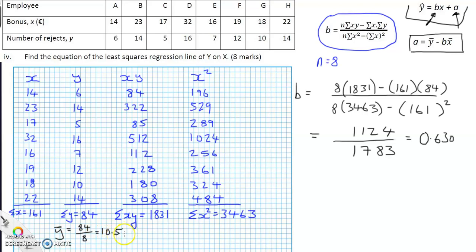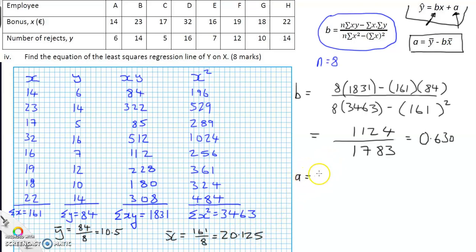y bar is 10.5. I'll do the same process for x bar. I'll just do it over here because I've run out of space. x bar is the average x value, 161 divided by 8. 161 divided by 8. And that is 20.125.